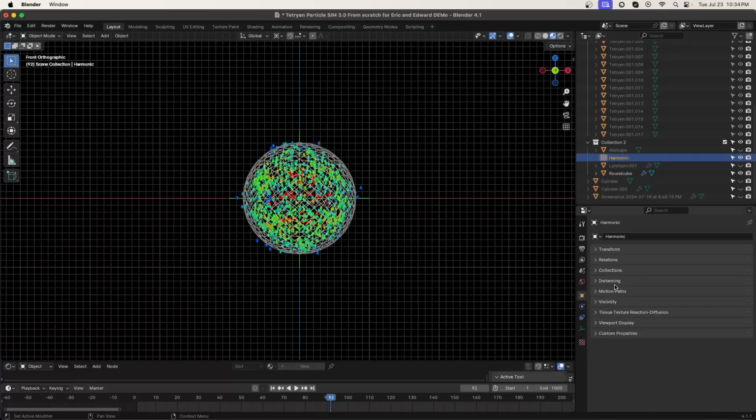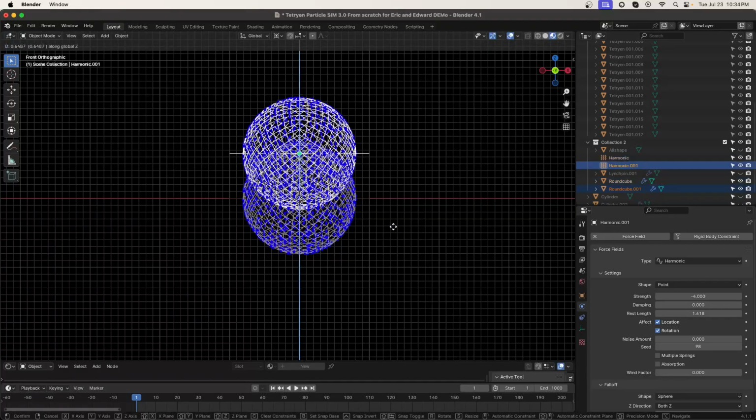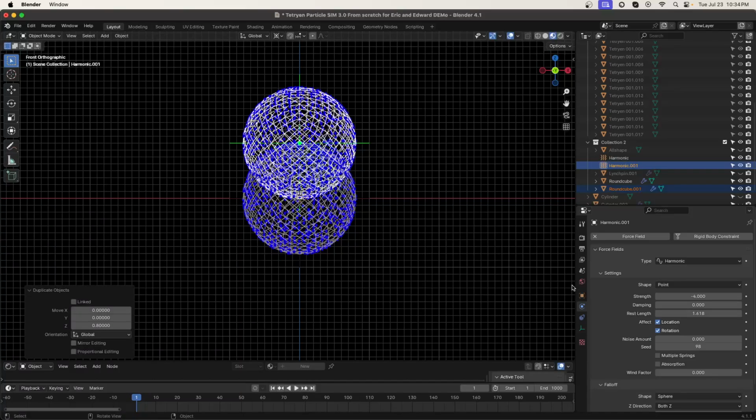Let's go back to the harmonic real quick here. -4. Right. Okay, so the next step is to duplicate that on the z-axis by the radius. Okay, and this was -4 in the center because it's an attractor. That's the positive bias to the ends, like it's a pull. It pulls all the time.